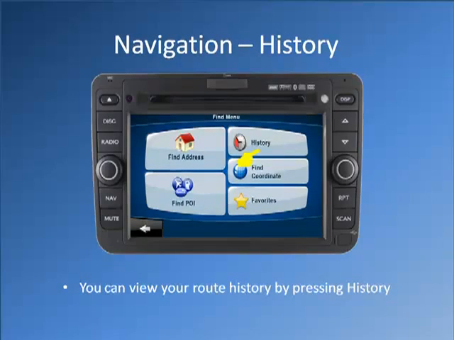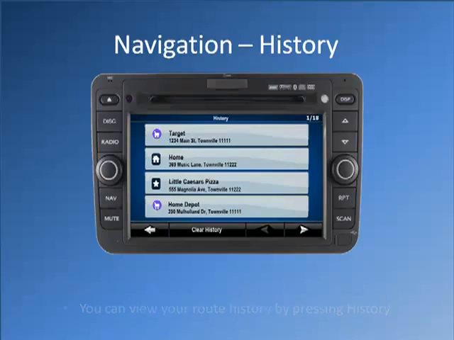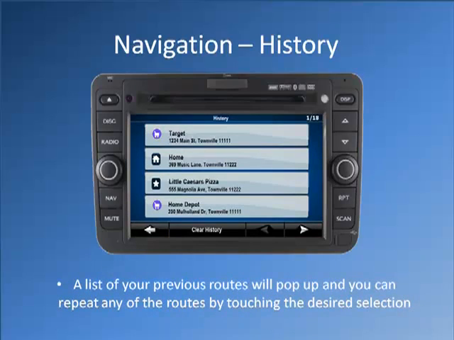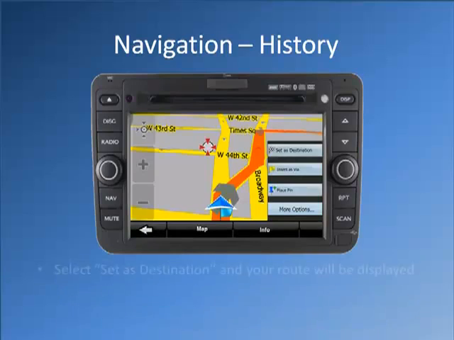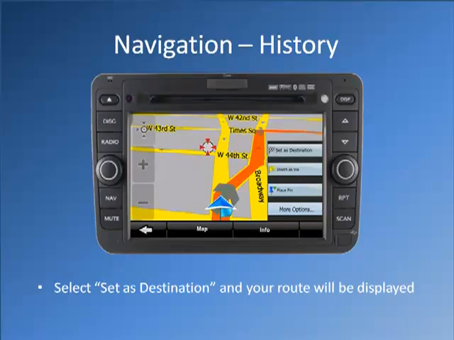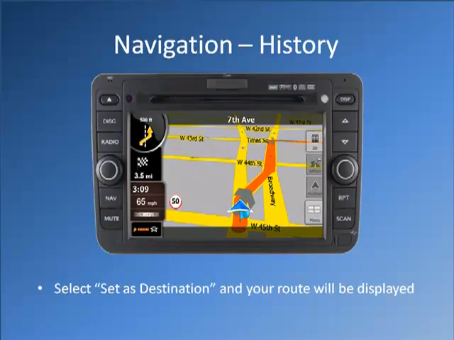You can view your route history by pressing History. A list of your previous routes will pop up, and you can repeat any of the routes by touching the desired selection. Select Set as Destination, and your route will be displayed.